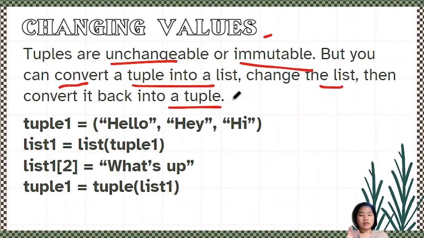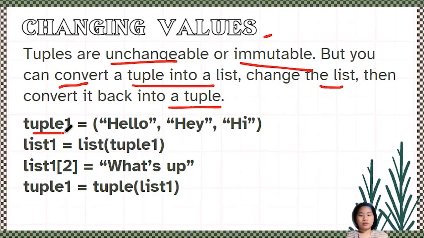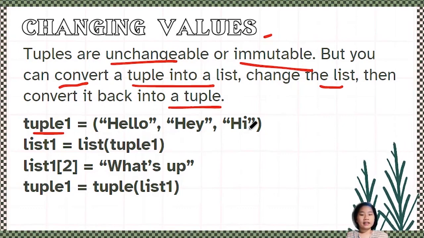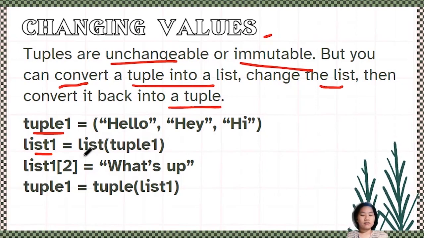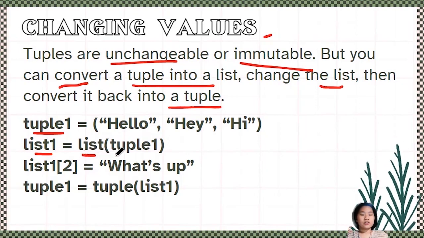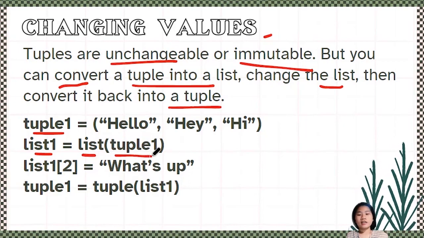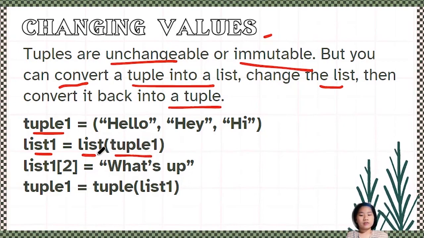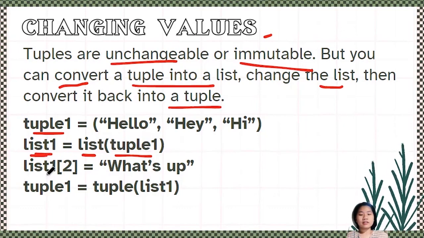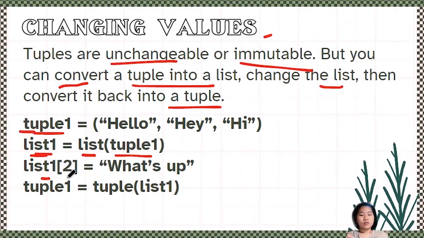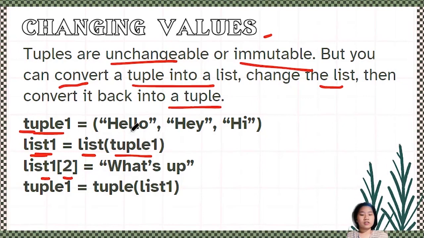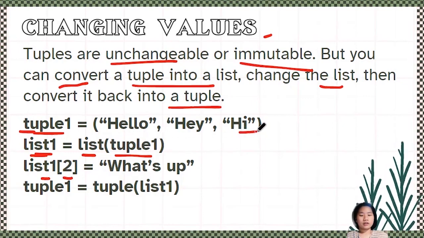So I have a little bit of a demonstration over here. I have tuple1 with hello, hey, and hi. Now, list1 is a new variable, and we can use the list constructor, very convenient. We use the list constructor to make tuple1 a list. Now, since tuple1 has become list1, we start working on the items within list1, which is identical to tuple1. So we're working with index number 2, which is 0, 1, 2, is hi, and we turn it into what's up.